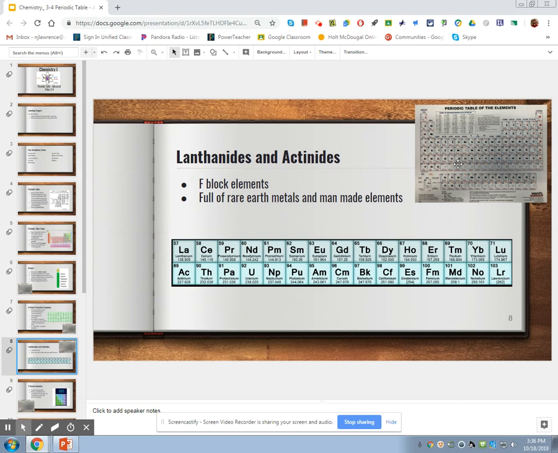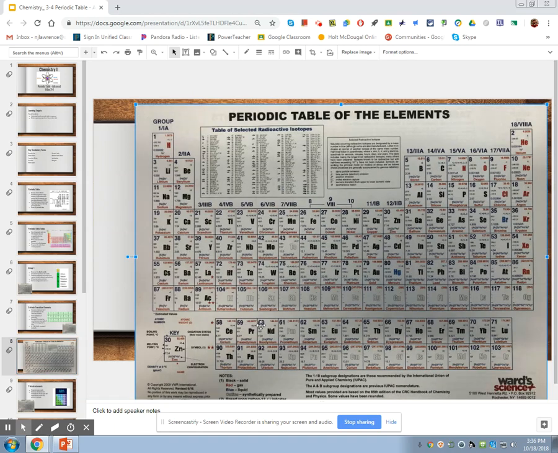Next, we get our lanthanides and actinides series. These guys are very rare earth metals, and they also consist of man-made elements. They are found down here on the bottom of the periodic table. They're called the F-block elements.